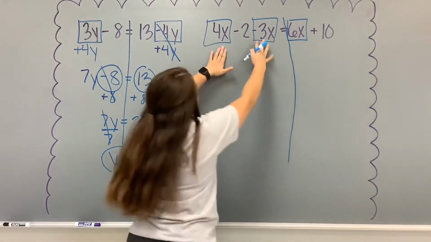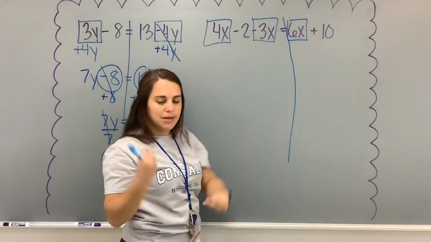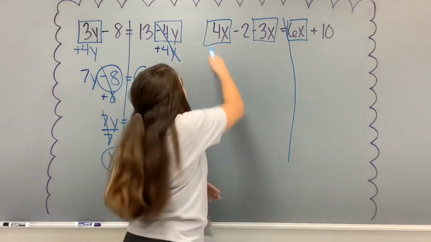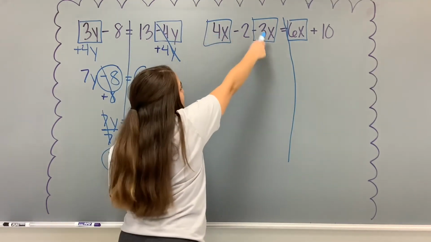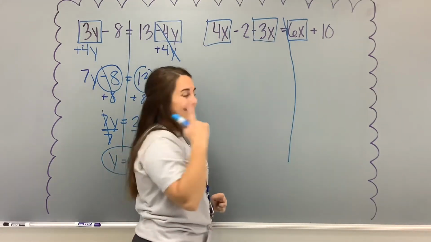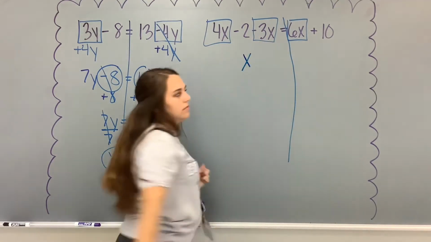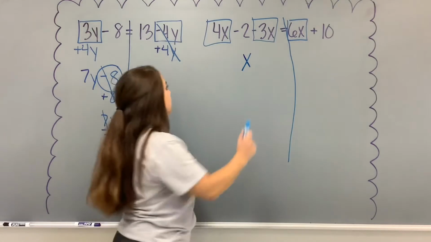So 4x and minus 3x are on the same side. This becomes just a simple math problem. 4 minus 3. What is 4 minus 3? It's 1. So I write 1x. This is how I write 1x. Does everybody agree? Yes. Okay.